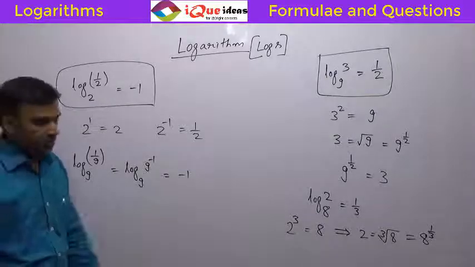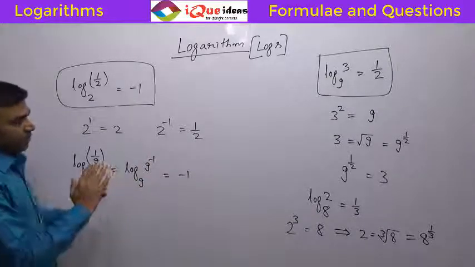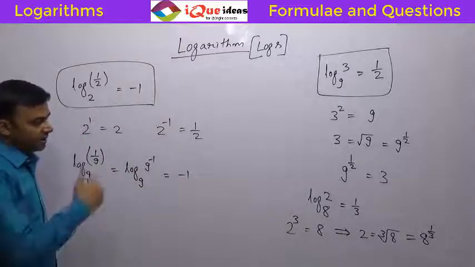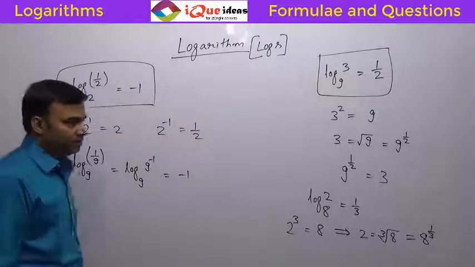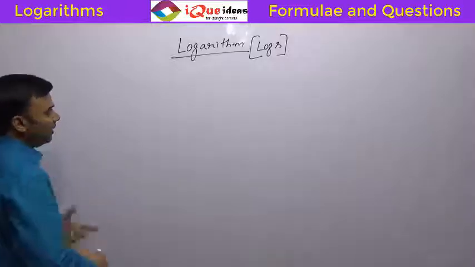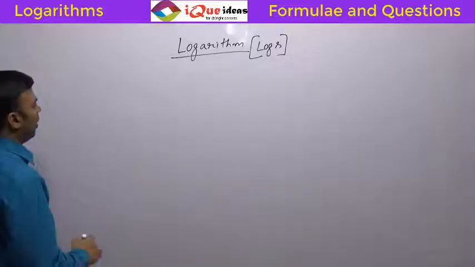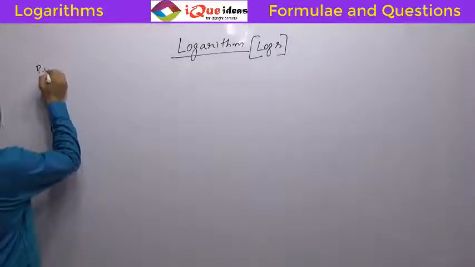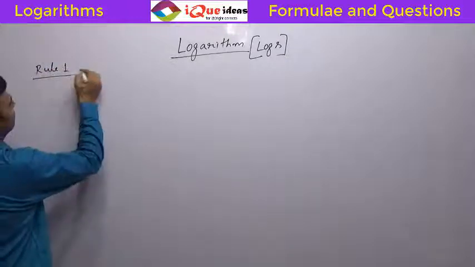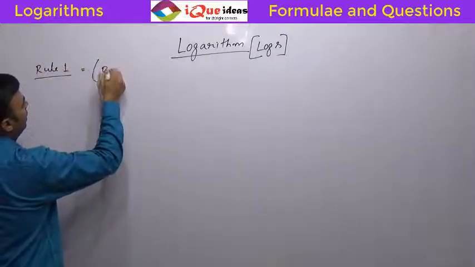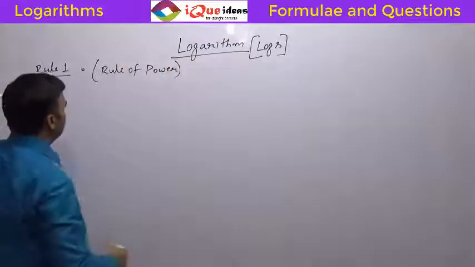So now if you have understood the basic meaning of log, let's understand the rules of log. Now let's try to learn the rules of log. The first rule, rule 1, is also called the rule of power. Let's see what it means.